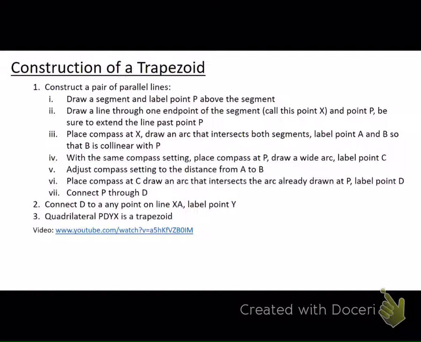Don't forget to label your points as we're going here. Okay, so with the same compass setting, place the compass at point P and draw a wide arc. We are going to continue with that same compass setting, start at point P, and draw a wide arc. And call the point of intersection of that black line and the red line point C.